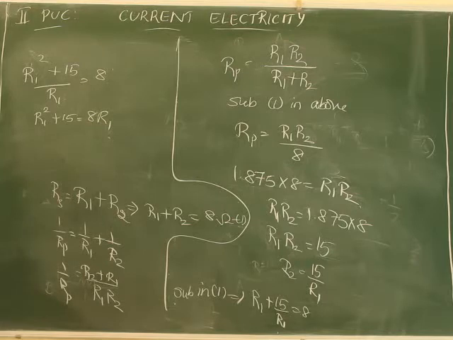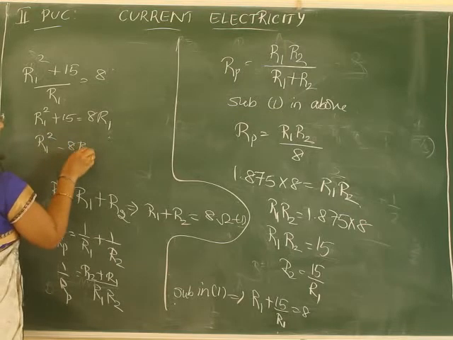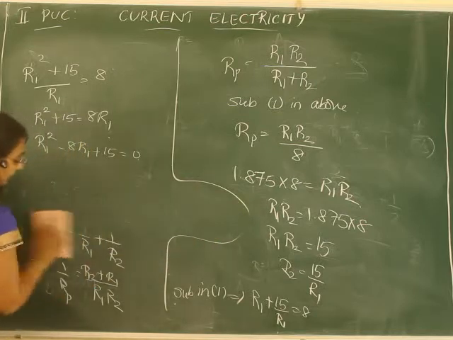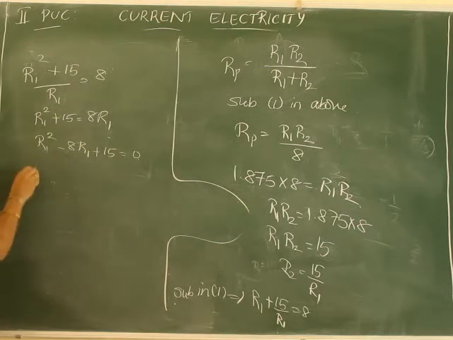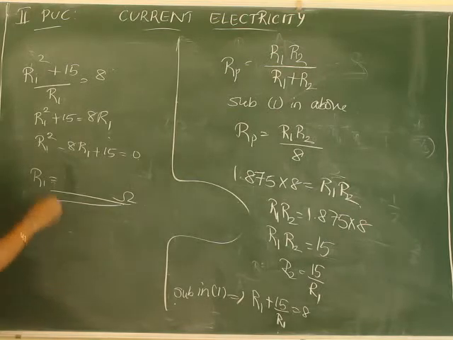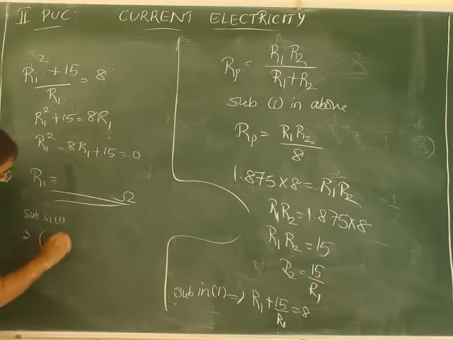Next, what is the next step? R1 square minus 8R1 plus 15 equal to 0. Further, I am not going to solve. You have to solve and give me the answer for R1. Then substitute that R1 in equation number 1. This implies R1, we got this value, correct?